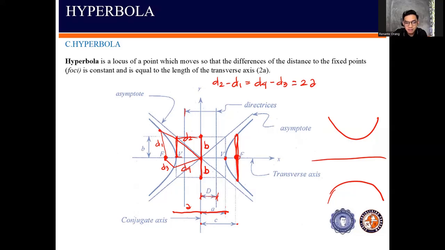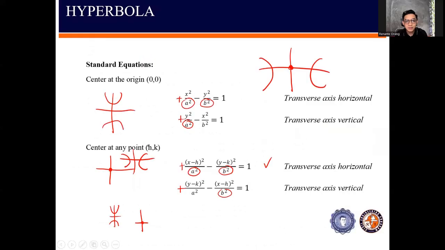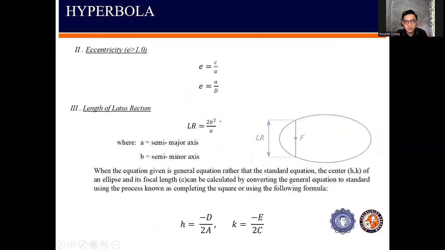So same lang din sa kabila. This is our LR or latus rectum. So pag hyperbola, ang kaniyang formula is 2b squared over a, where again, a is our semi-major axis and b is our semi-minor axis. So again, you can obtain our centroid or center by using our completing the square, or pwede ding direct, which is negative D over 2A, and yung K natin is negative E over 2C.